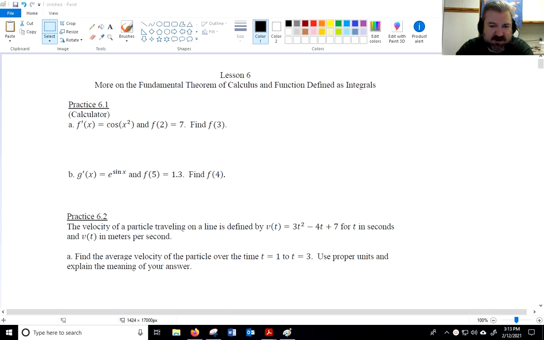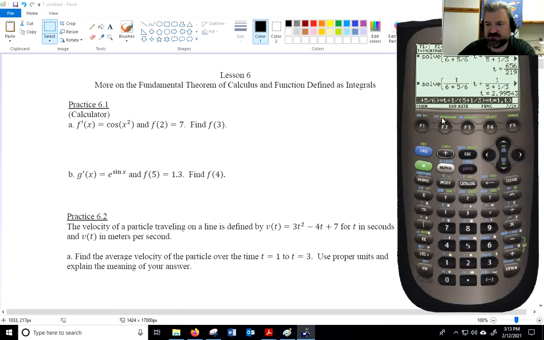This is mainly just a bunch of practice problems. I really want us to get used to solving a variety of problems that involve integrals in the fundamental theorem of calculus. So right off the bat, I got a practice 6.1. Why don't you give it a try? These are calculator problems, and be sure and write down the expression you evaluate, and we'll go over it.